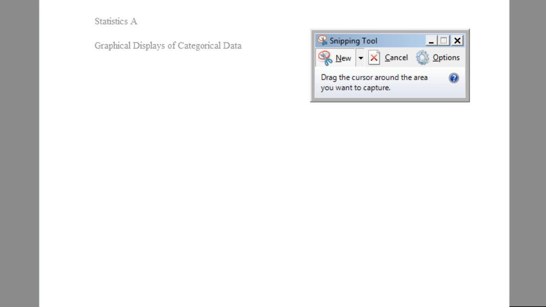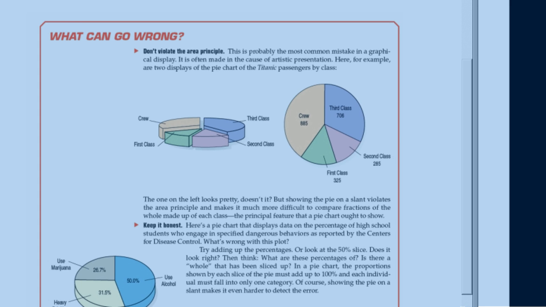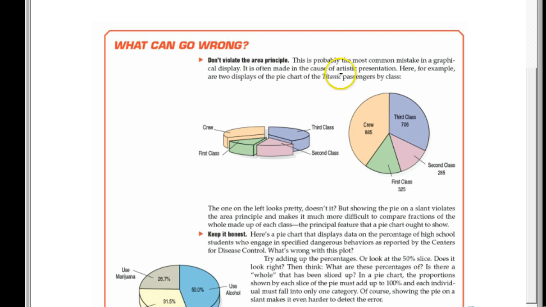Okay, things that can go wrong. Do not violate the area principle. That's huge, you guys. This is probably the most common mistake in graphical data. It often misrepresents the data because of artistic presentation.